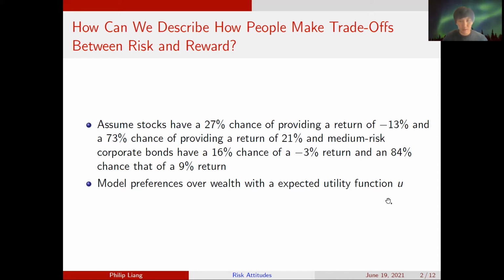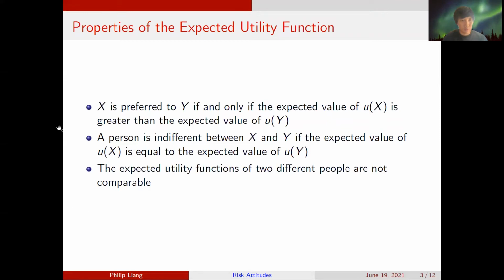So this expected utility function U is going to help us model preferences over wealth. So here we'll explain what properties we need U to have. So if X and Y are some random outcomes, U is going to describe someone's preferences if and only if X is preferred to Y if and only if the expected value of U of X is greater than the expected value of U of Y, and a person is indifferent between X and Y if the expected value of U of X is equal to the expected value of U of Y.